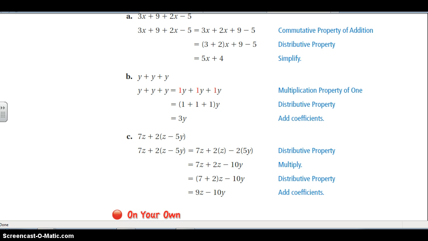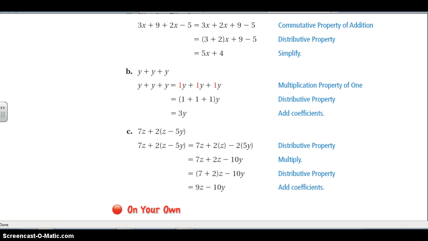So then you would multiply. You would get 7z plus 2z minus, there's your multiplication, we're still doing PEMDAS, 10y. Then you have 7 plus 2, which are your normal numbers. Then you multiply it times whatever algebraic expression is there, whatever variable, it's a z, minus 10y. Now, go down another one. You can add your coefficients, which is 7 plus 2 times z minus 10y.